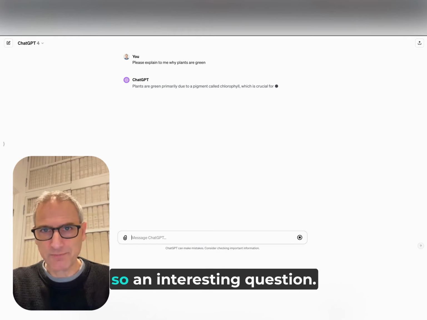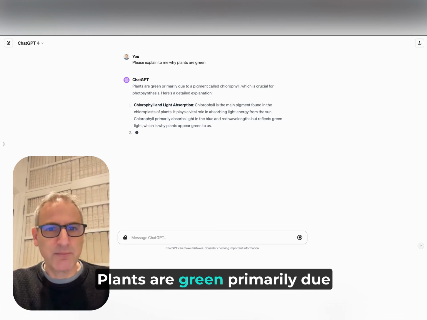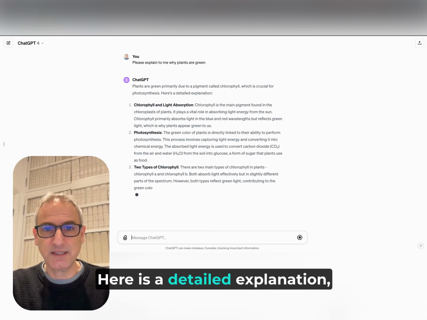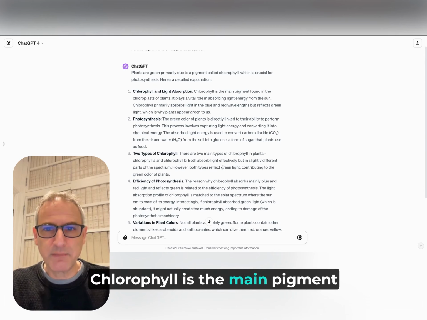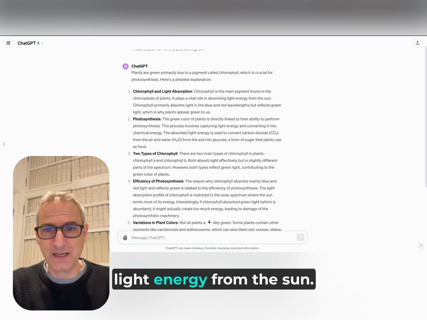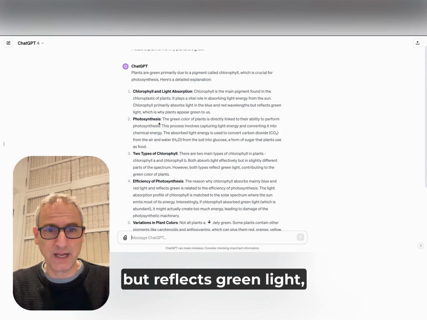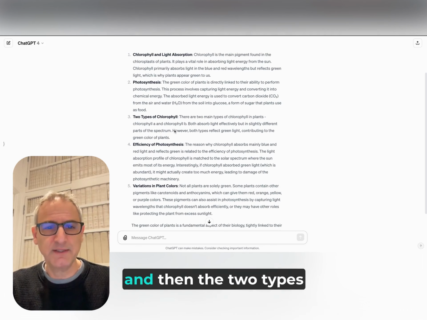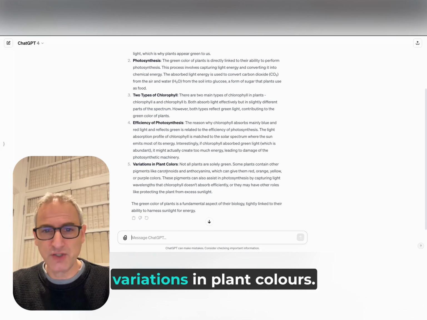Okay, so an interesting question. Many people don't really know the answer. Plants are green primarily due to a pigment called chlorophyll, which is crucial for photosynthesis. Here's a detailed explanation, and it's giving me a detailed explanation. Chlorophyll and light absorption. Chlorophyll is the main pigment found in the chloroplasts of plants. It plays a vital role in absorbing light energy from the sun. Chlorophyll primarily absorbs light in the blue and red wavelength, but reflects green light, which is why plants appear green to us. And then it explains about photosynthesis, and then the two types of chlorophyll, and then efficiency of photosynthesis and variations in plant colors.